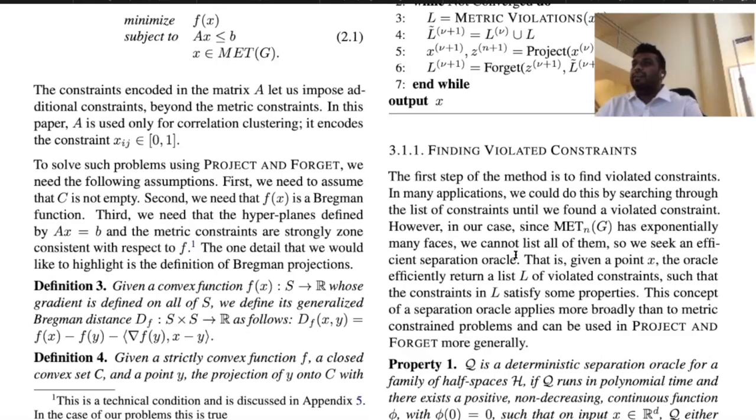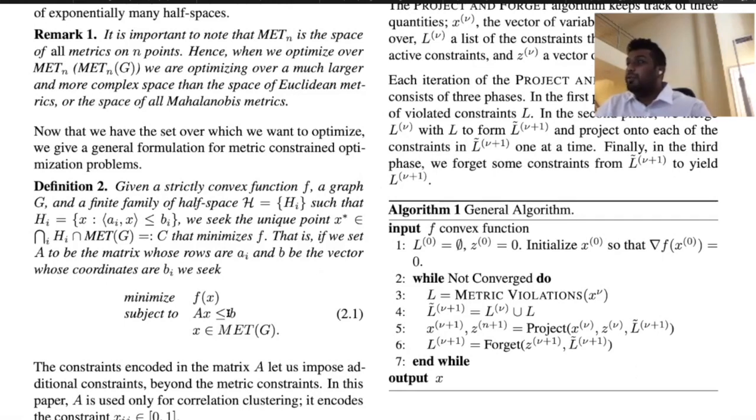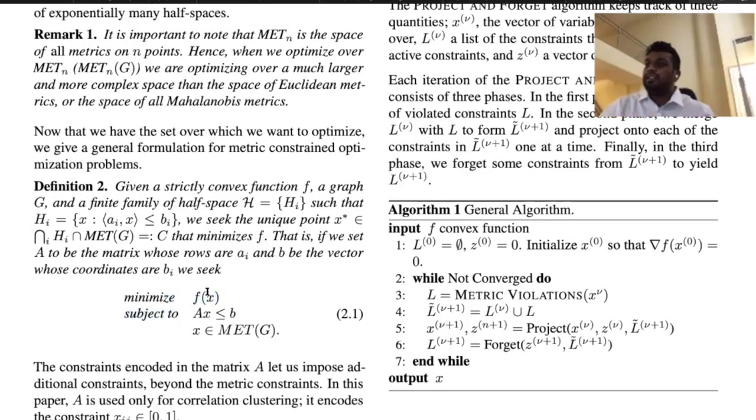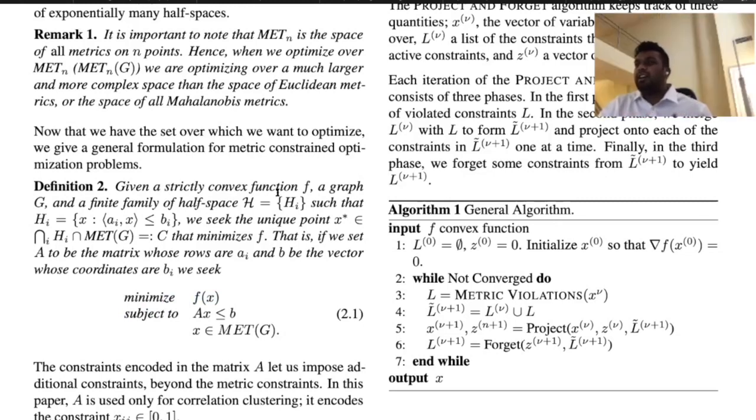Okay. So as you can see, even here in our problem definition, we've set it up mostly for the metric constraint version. But the general idea was, let's say you have a convex function f, and we have some assumptions on this function. Specifically, we will assume that it's a Bregman function, which involves mostly strict convexity, continuity of the partial derivatives, and a couple of other properties.